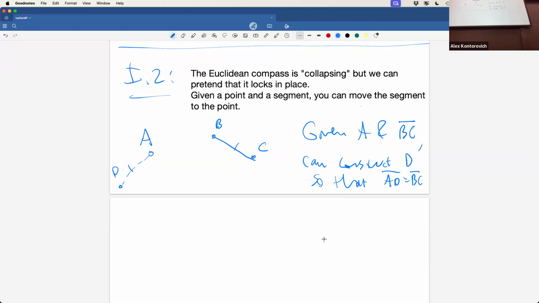Okay. So we have, and then we just want. We make a circle. So I'll go, we have a circle B. Just the proposition one.